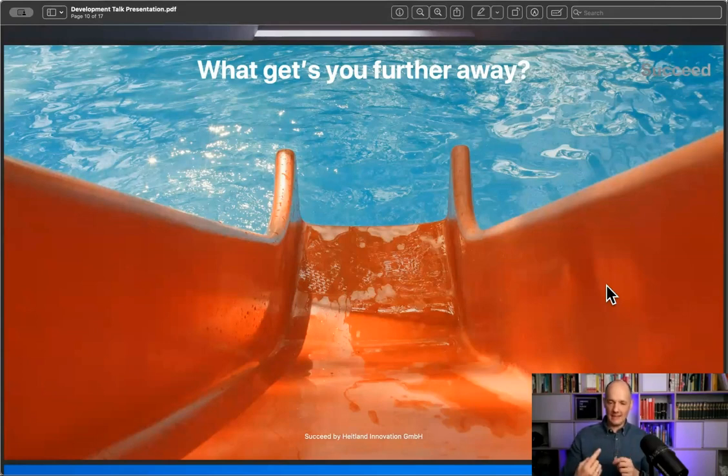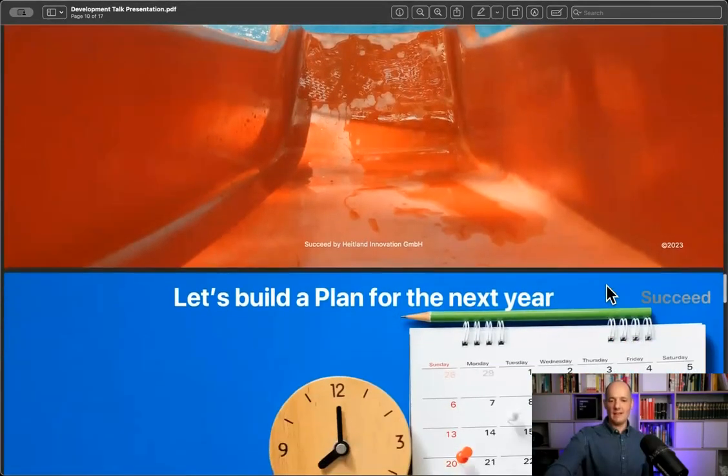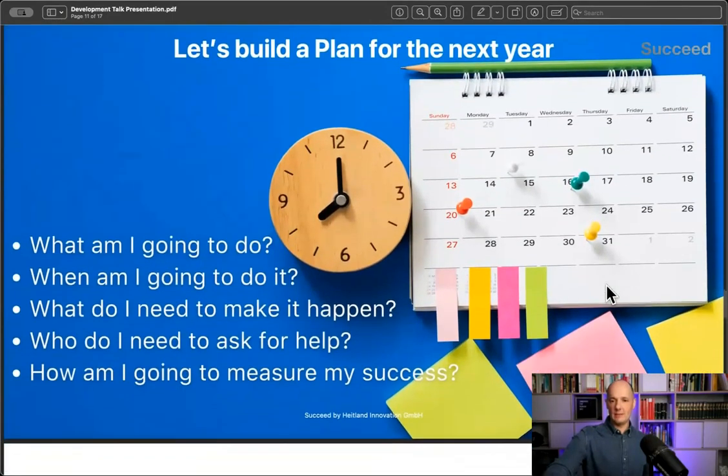And while they do that, they think about it and then they iterate on it. And when you have done that, then it's really getting into building a plan. I always zoom in from a 5-year perspective to a 1-year perspective, because I believe you should do this kind of talk at least once a year, if not more often. And then you go really, so what are you going to do? When are you going to do it? What do you need to make happen? Who do I need to ask for help? How am I going to measure my success?